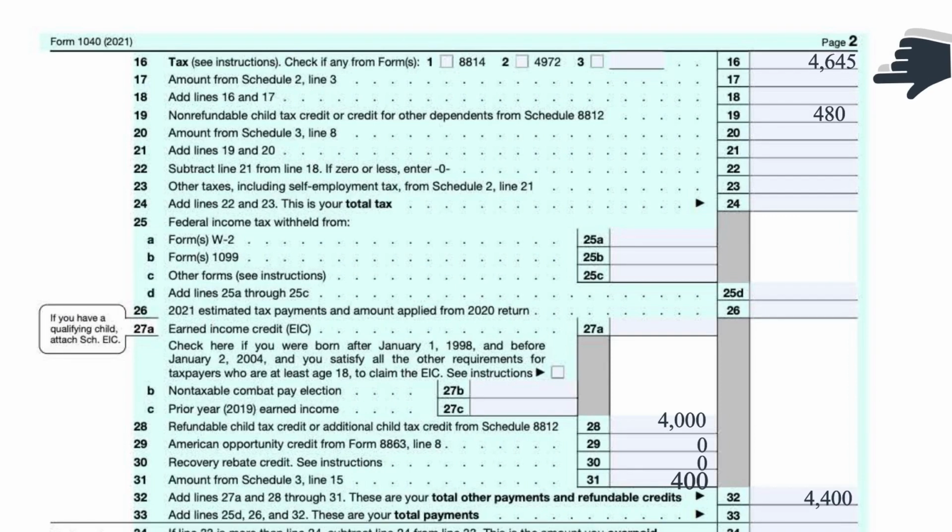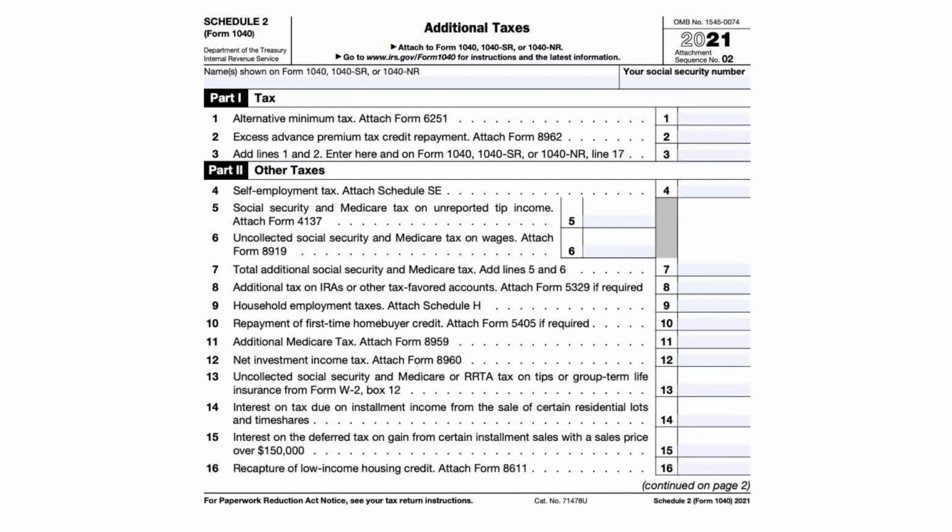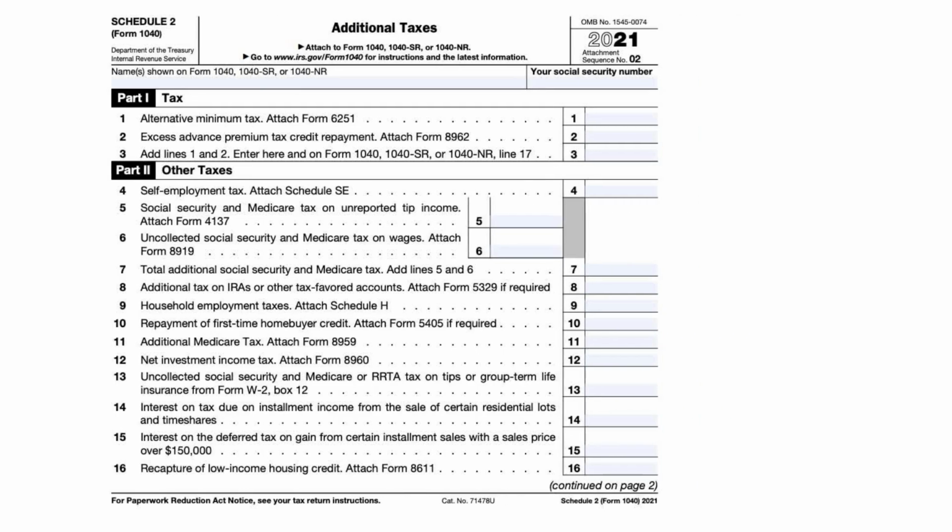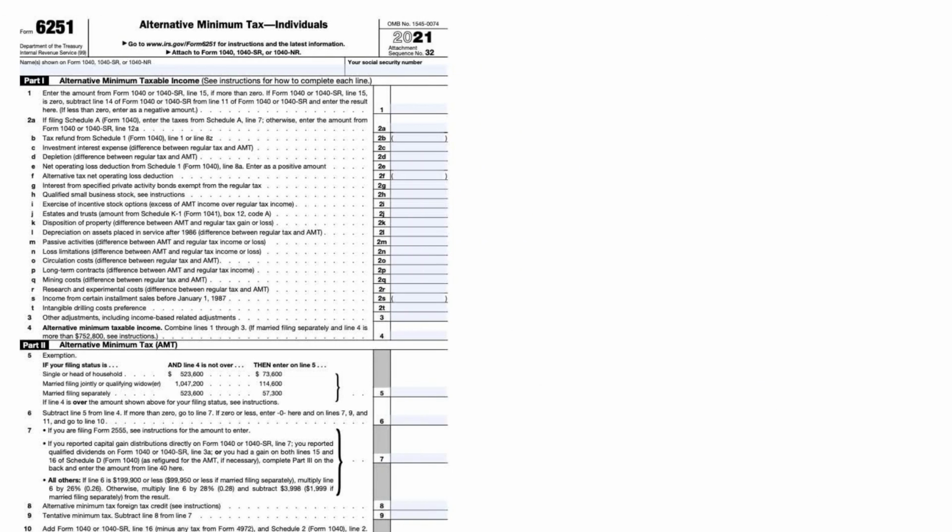Line 17 is for Schedule 2, line 3. Going to Schedule 2, we see that the total from Part 1 is the amount that will be entered on Form 1040, line 17. Line 1 of Schedule 2 is for the alternative minimum tax, which is designed to keep wealthy taxpayers from using loopholes to avoid paying taxes. To figure if a taxpayer owes the alternative minimum tax, they will fill out Form 6251.